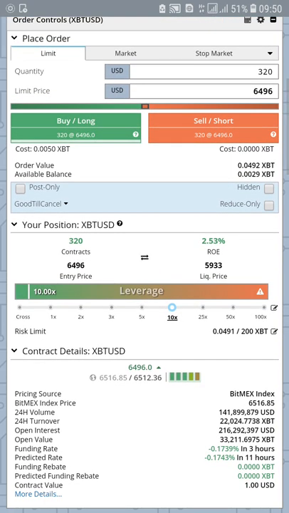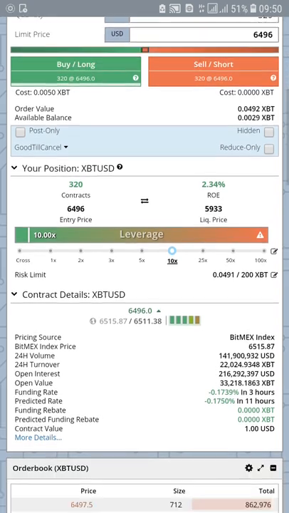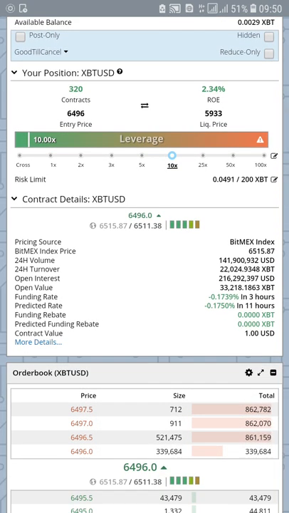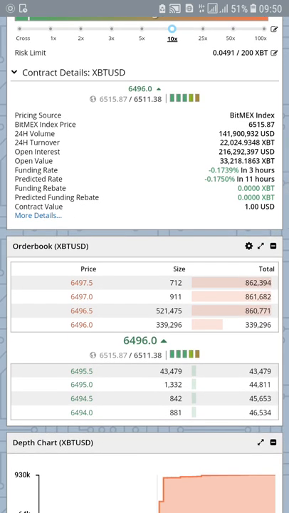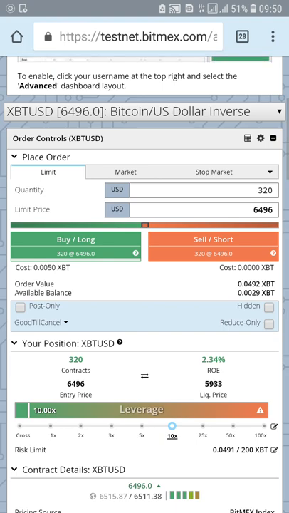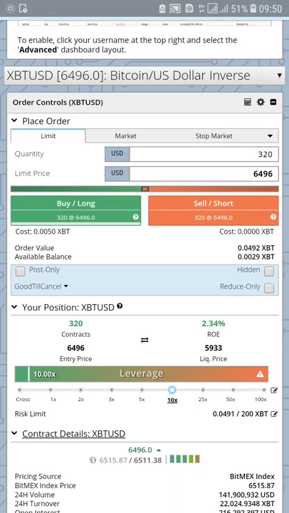Okay, the mark price is 6511. So based on 6511, I have made 2.4%. So it's always good to check your last price, not your mark price, before you're setting sell. All right, so take profit now.